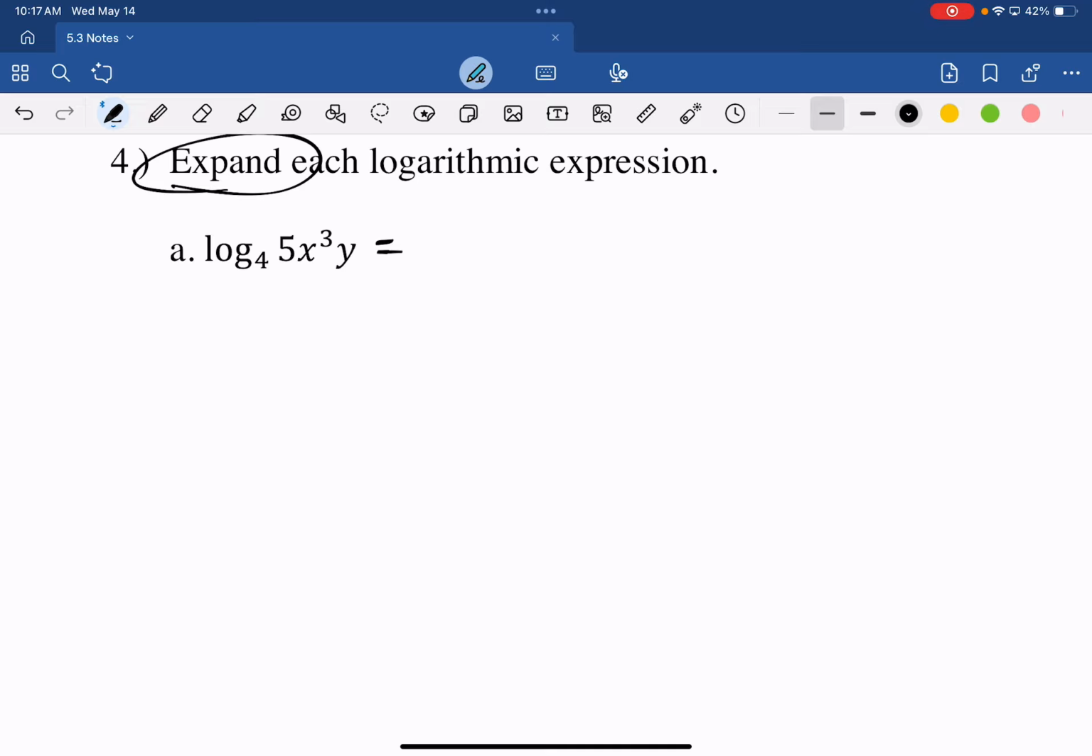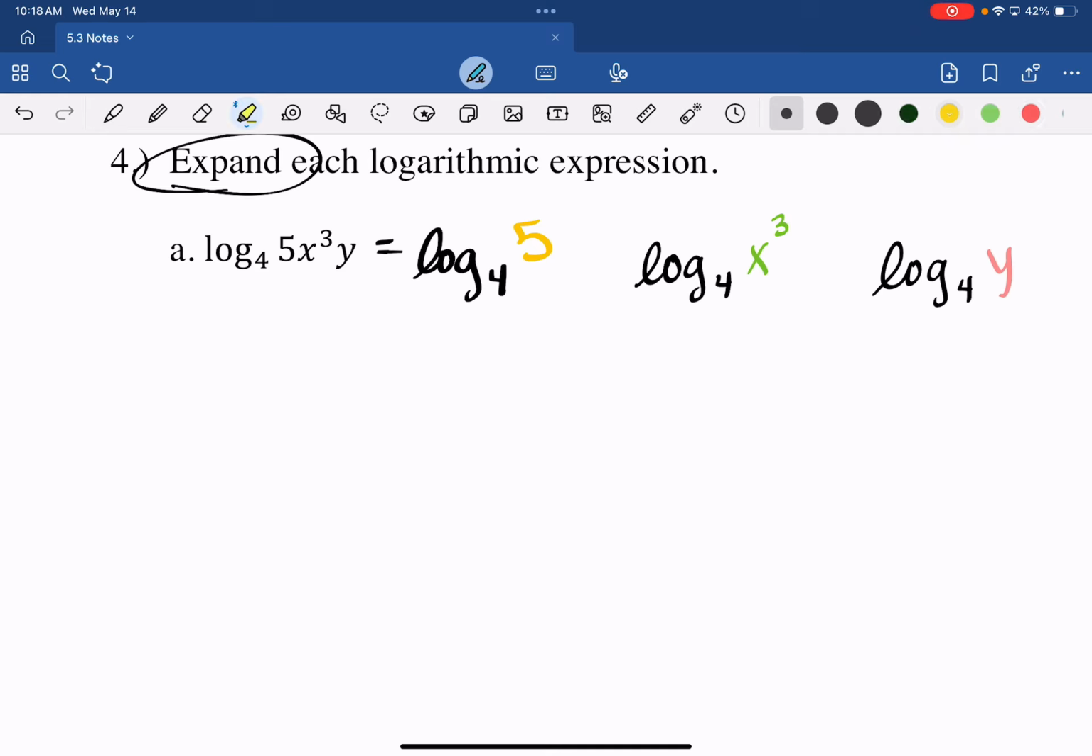All right, so now let's rewrite it. Is it multiplication? When you rewrite it, our bases all stay the same. So I have log base 4 of 5, log base 4 of x cubed, and log base 4 of y. All I did was take all my terms that are happening in here and split them up. I took everything that's being multiplied together and I'm making one big addition problem.